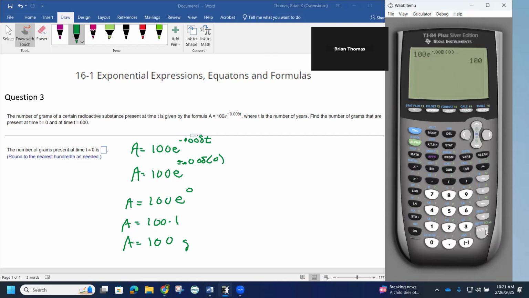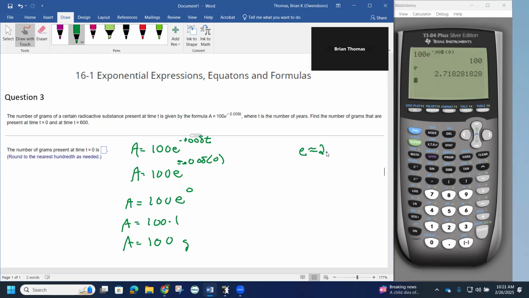Now, e itself is on the calculator, so e is an actual number. Notice that right above the division symbol, there is this e symbol. If I hit the second button and hit the division symbol, notice how it's actually a number, it's not a variable. So e is what we call an irrational number. A lot of times it's rounded to 5 decimal places, 2.71828. That's usually what's used in a lot of books for e. But our calculator actually has e on it, so we don't even have to use an estimation.